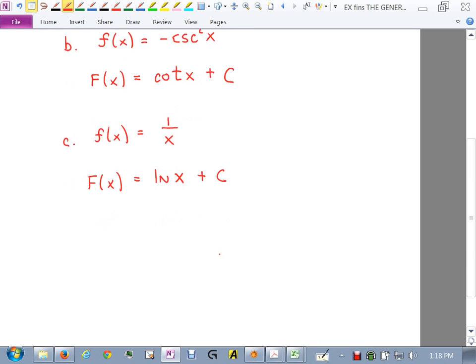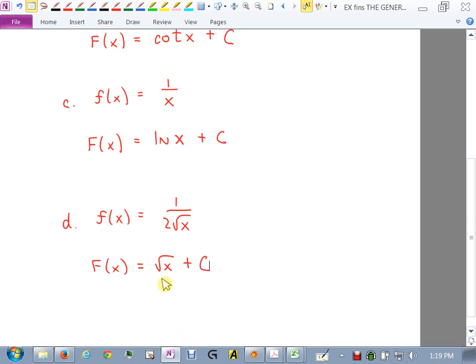How about this? Little f of x equals 1 over 2 root x. Capital F of x is square root of x plus c. Again, why? Because I tried to drill into you that the derivative of the square root of x is 1 over 2 root x, right? So far, it looks like to find antiderivatives, you really have to know derivatives. Yes? But that also means that it seems like I can only give you things that you know the derivatives of, right?